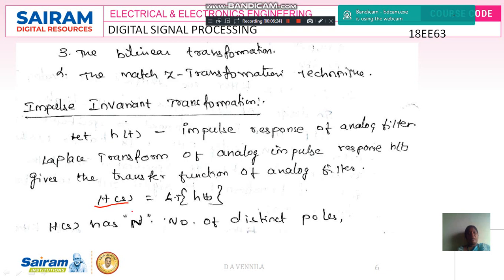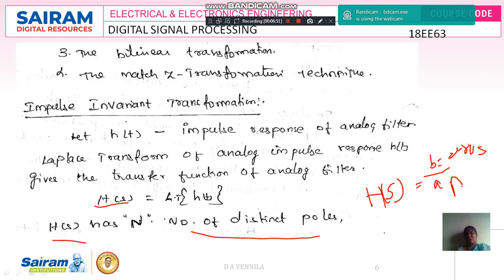H of s is the transfer function of the analog filter, and this H of s has distinct poles. I already told you that this is an IIR filter. It will have both a coefficients and b coefficients. The numerator is your b coefficients, the zeros, and the denominator is your a coefficients, the poles. It has both poles and zeros. So H of s is the analog transfer function and it has distinct poles.